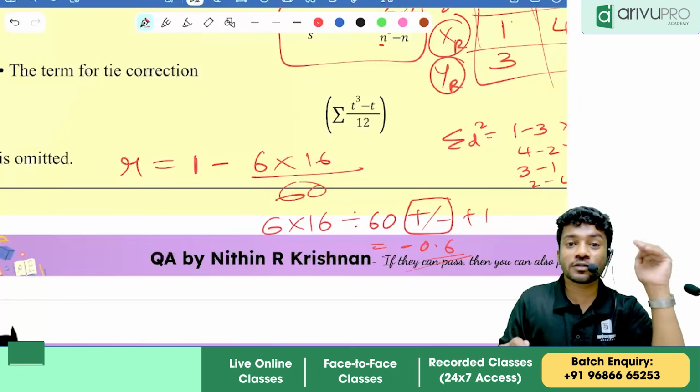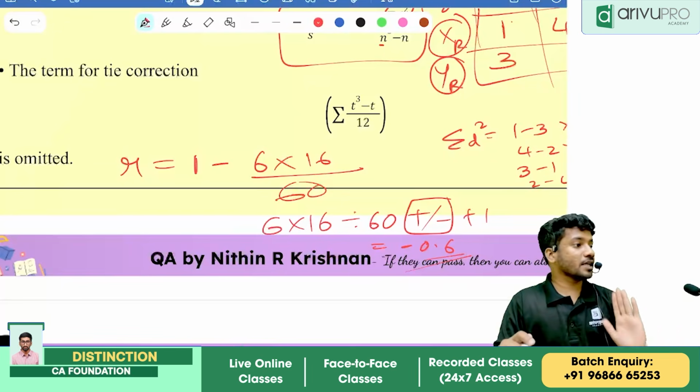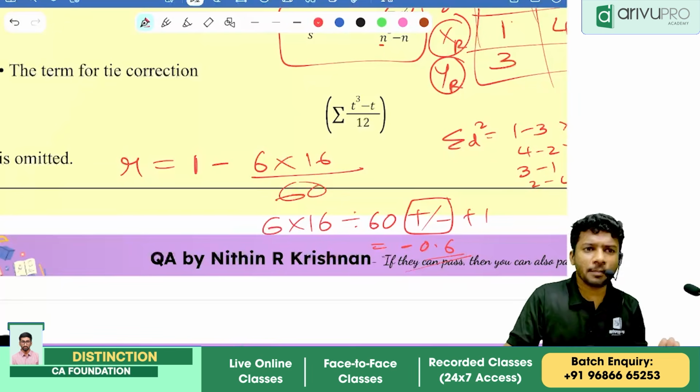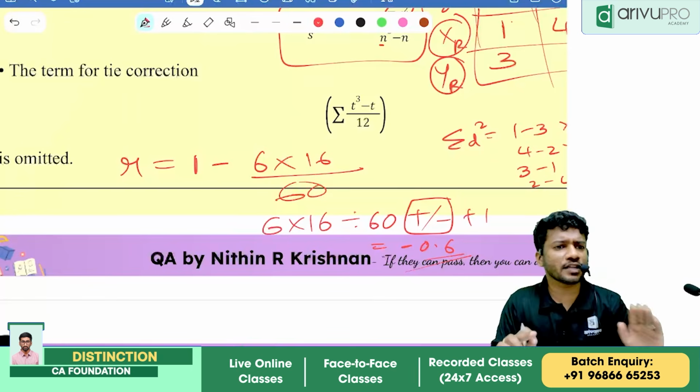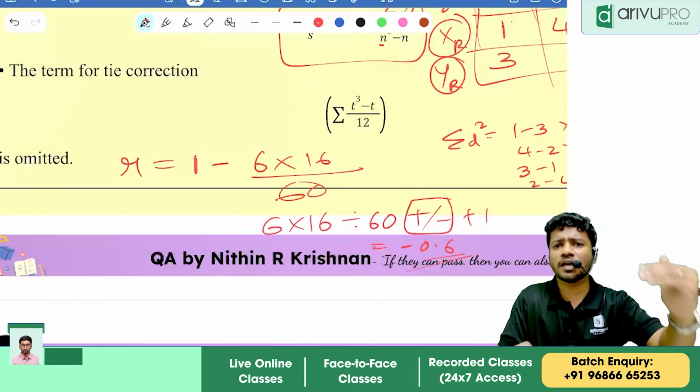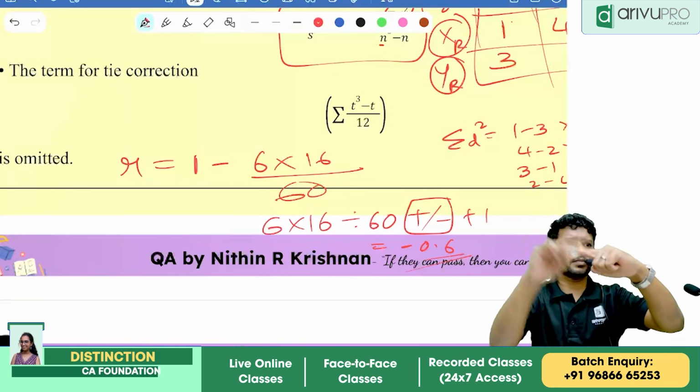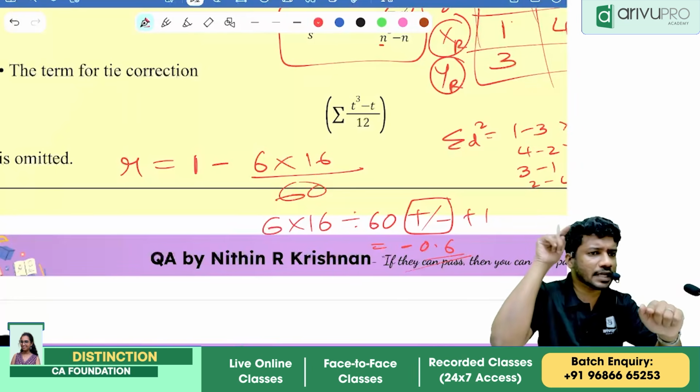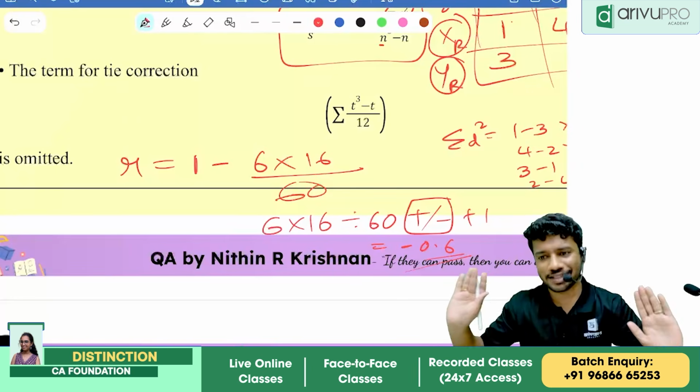You understood how to find sigma d square? XR minus YR square, then sum and so on, and finally multiply it with 6 divided by n cube minus n. Then click plus or minus sign on your calculator, then add 1. You will get the answer.